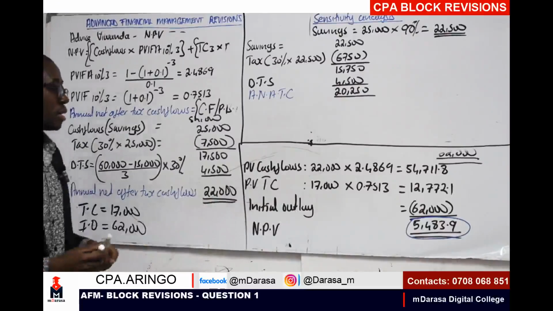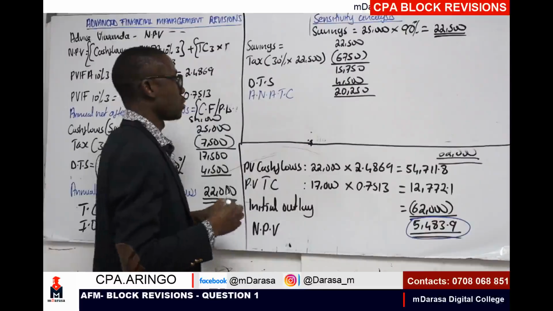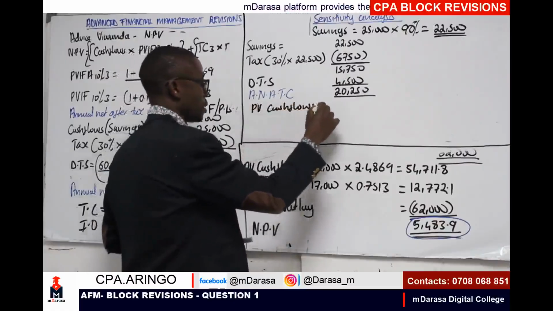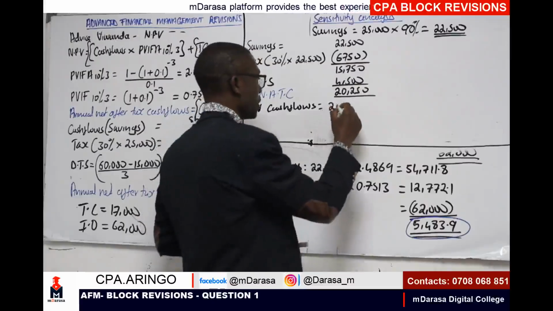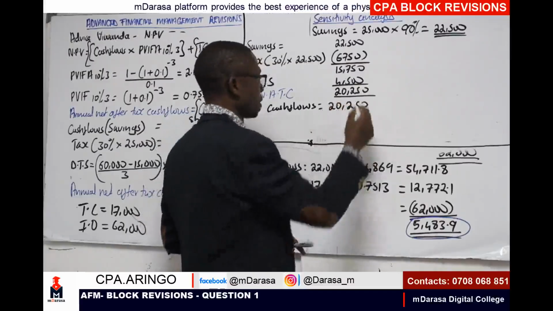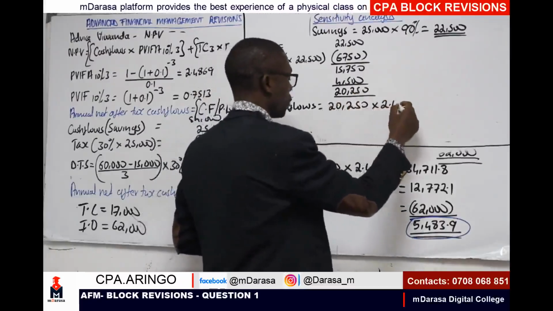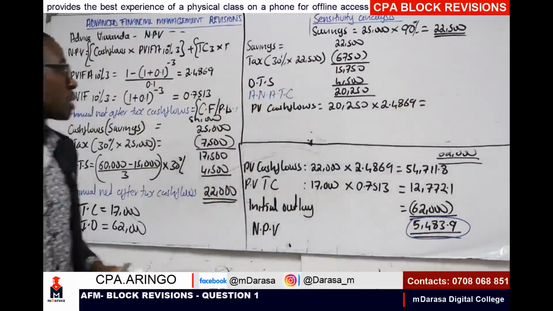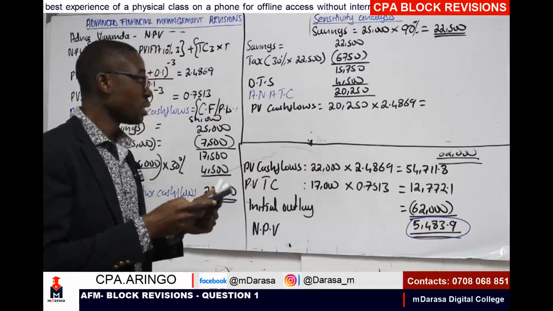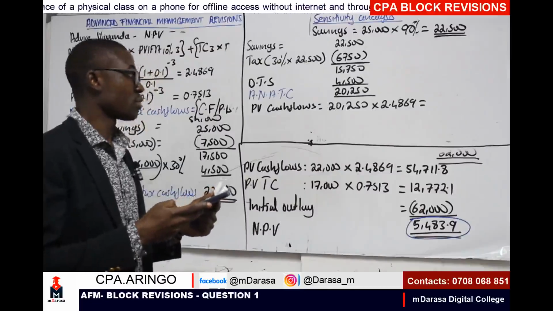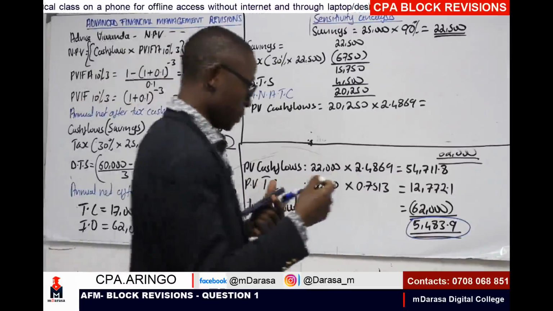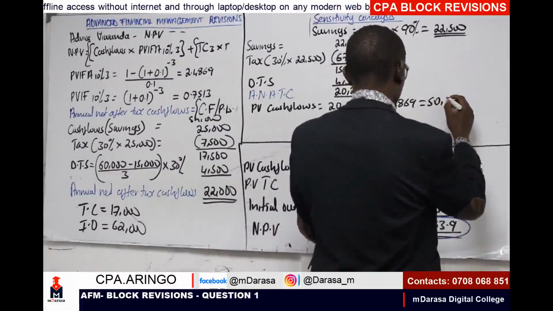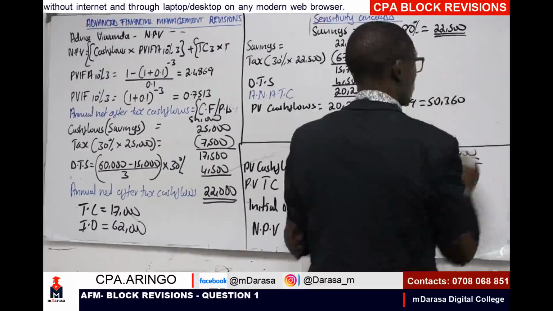So what are we going to have here? My present value for cash flows this time round, I should be having 20,250 times 2.4869, which will give us a value of how much? 20,250 times 2.4869, the present value interest factor, I'm having 50,360.